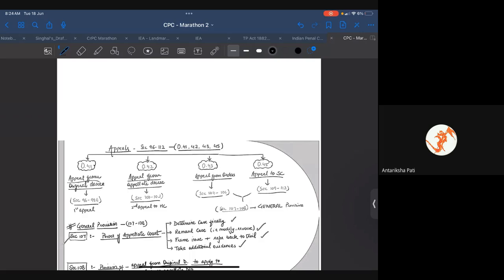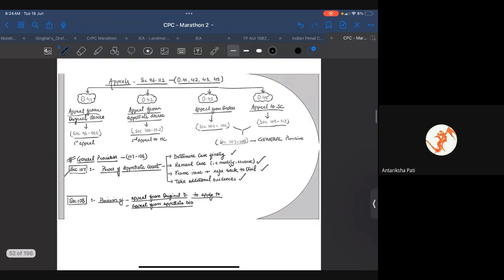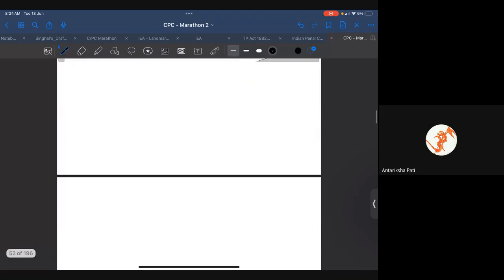That means it can ask the previous court to try it again. Second, it can frame issues and refer back to trial, so it can send it again to trial, or it may take additional evidence also. Section 108 says that provisions of appeal from original decree apply to appeals from appellate decrees or orders as well. Okay, now that's what 108 says.